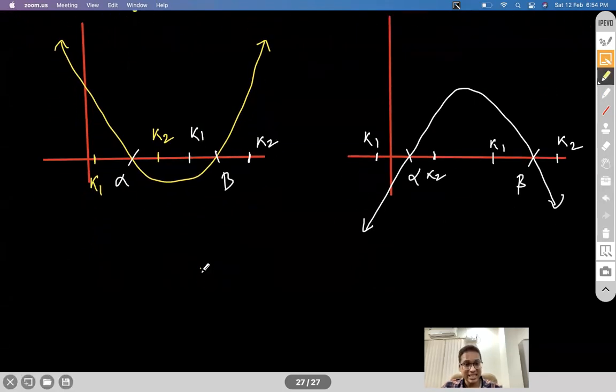So tell me, think carefully and answer, what conditions must be true if you want exactly one root, whether alpha or beta, doesn't matter. Whatever conditions you write, they should accommodate both the situations. So think carefully and write.